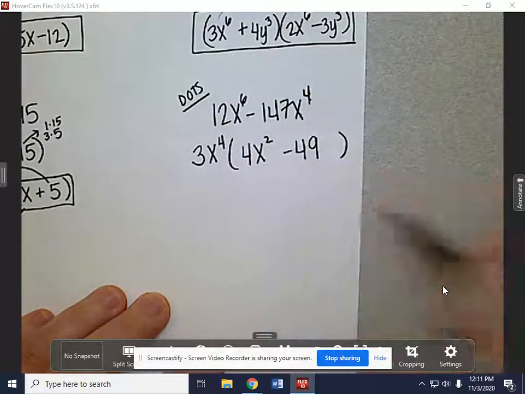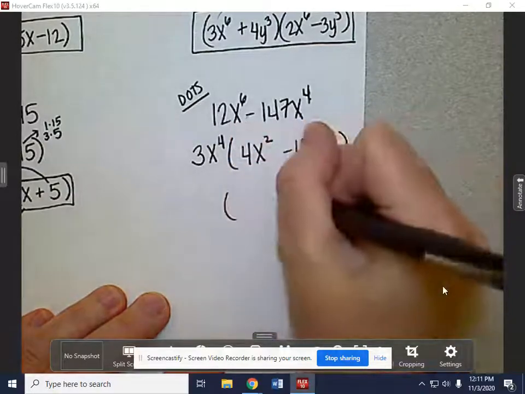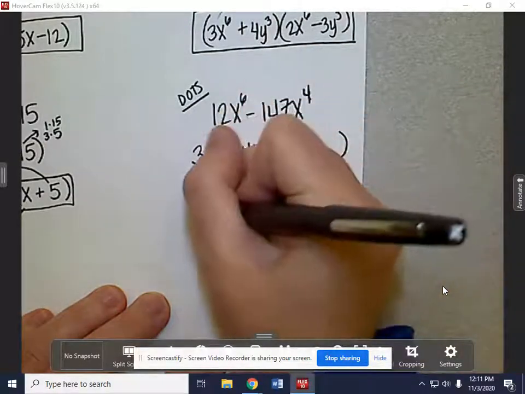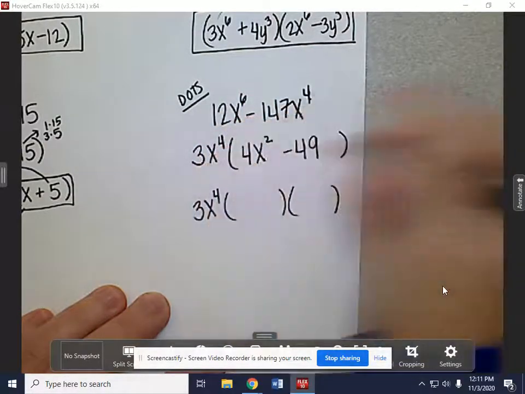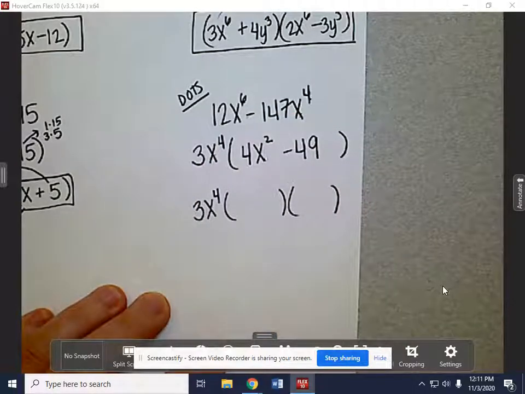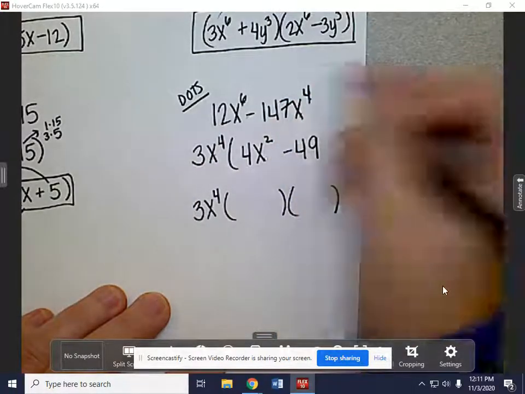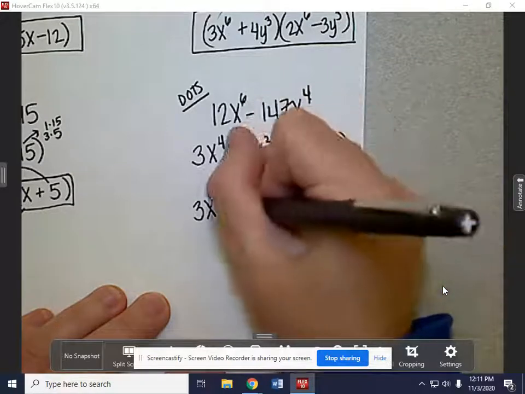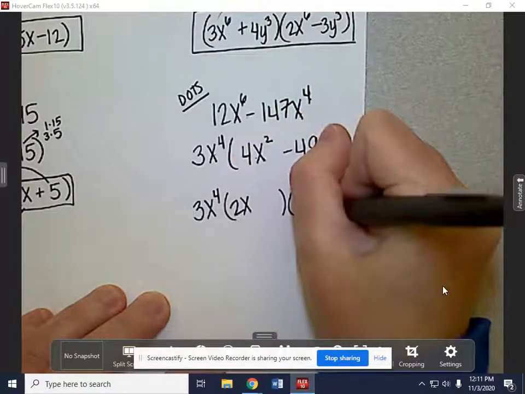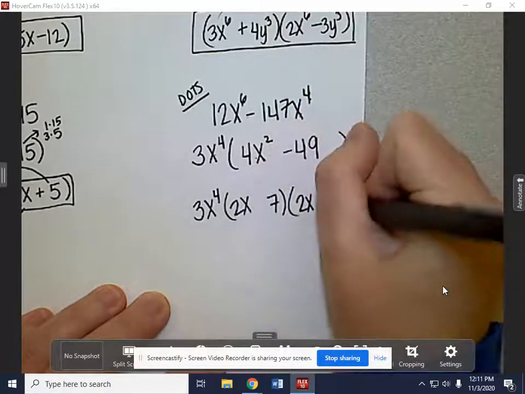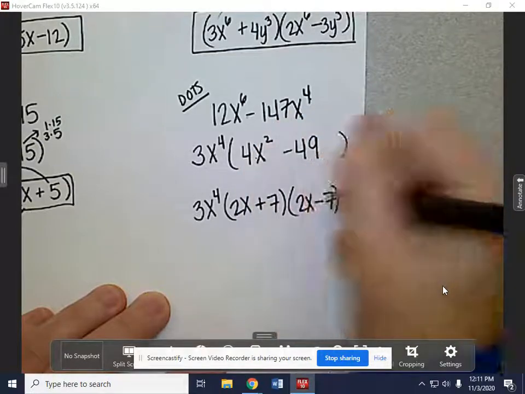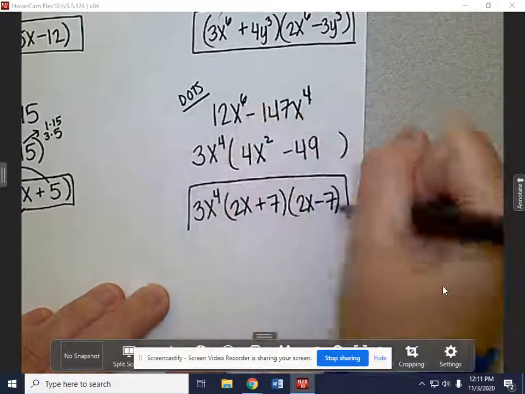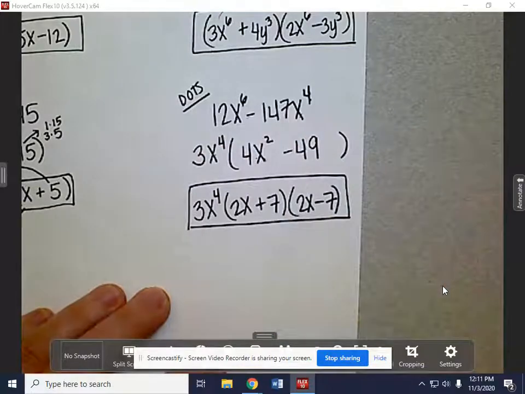Now this is looking better as a difference of two squares problem. So I'm going to make my parentheses, and I'm going to make sure I bring that GCF down because it has to be on the outside of my final answer. Now I'm going to take my square roots. The square root of the first term is 2x. The square root of the second term is 7. And we're going to have one positive and one negative. And that would be your final answer.